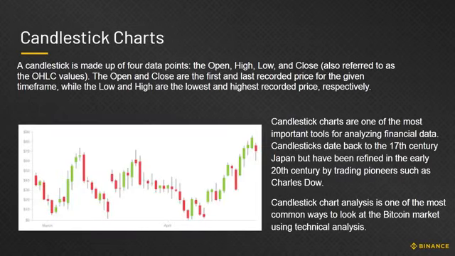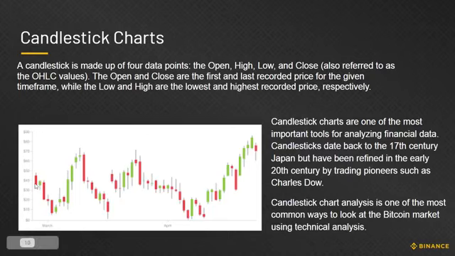So the first one is the candlesticks. A candlestick is made up of 4 major points. You can see the candlesticks here: the open, the high, the low, and the close. Also referred to as the OHLC value: open, high, low, and close. The open and close are the first and the last price.